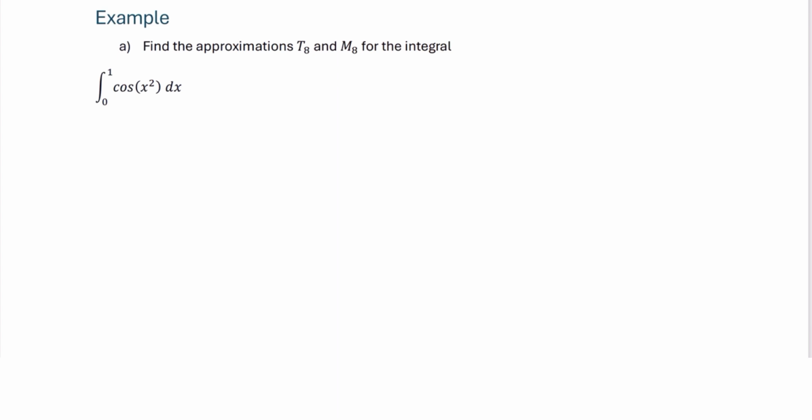In this video, we'll look at approximating integrals using the trapezoid rule and the midpoint rule. We'll also look at error bounds on those rules. First, we need to find delta x. b minus a, that's 1 minus 0, divided by n. In this case, we'll use 8 strips. So delta x is 1/8.